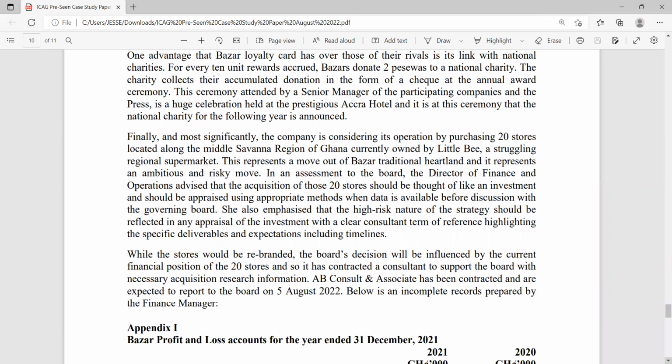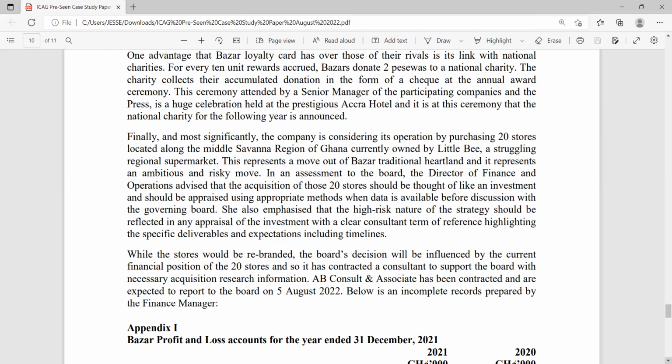And in the acquisition of stores, it comes with a lot of maintenance. Are they considering maintenance? What is the potential upside from purchasing these stores? How many customers are they looking to acquire and the potential revenue? So all of these things must come into consideration. So this represents a move out of Bazar's traditional heartland and represents an ambitious and risky move.